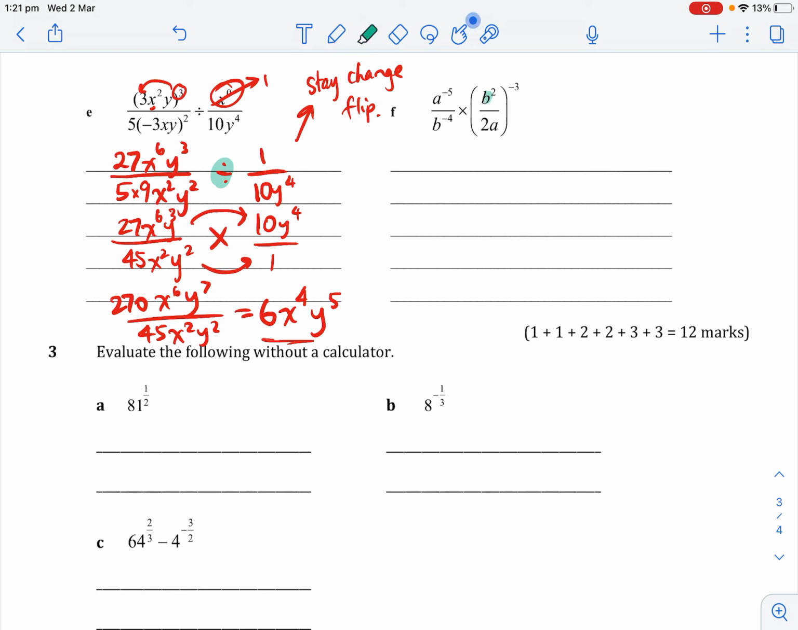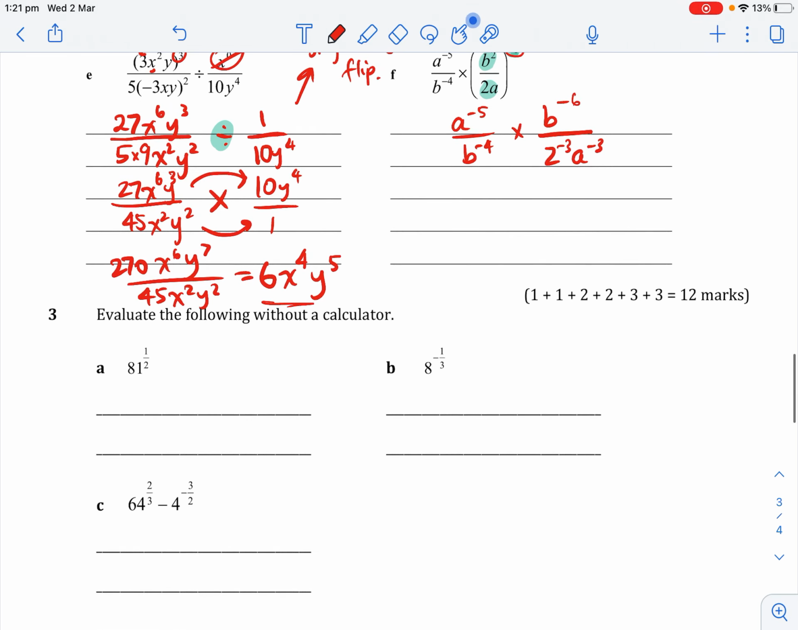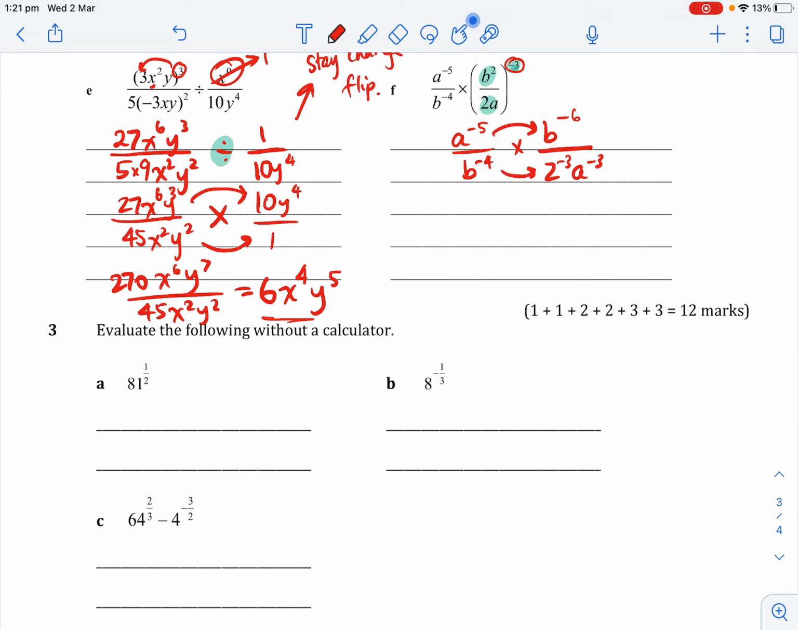All right, part F. Everything inside the brackets has to go to the power on the outside of the brackets. Let's get rid of those brackets first. A to the minus 5, B to the minus 4, times, when we have a power on the outside, a power to a power, we times them. So 2 times -3 is -6. 2 to the power of -3 on the denominator, and a to the power of -3. Don't worry about your negatives till we get to the end. Top line times the top line, bottom line times the bottom line. I get a to the -5, b to the -6 on the top, 2 to the -3, a to the -3, b to the power of -4 on the bottom.